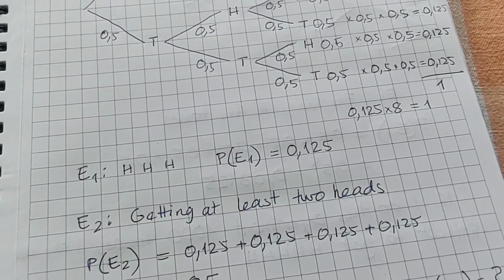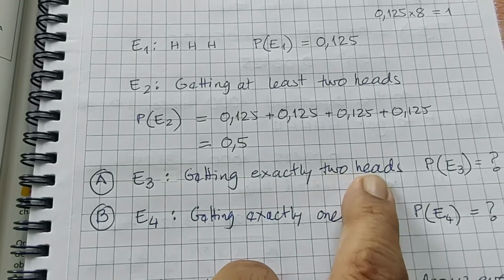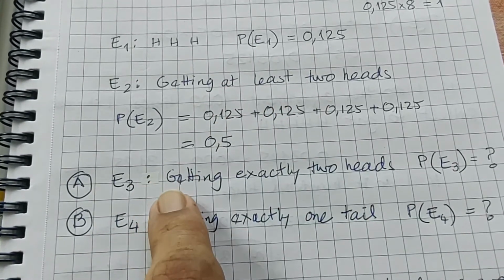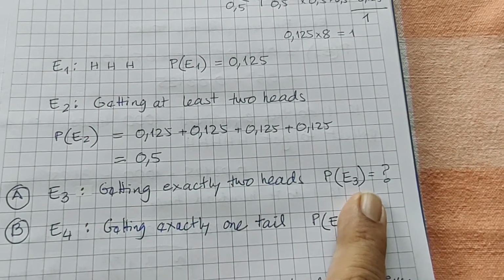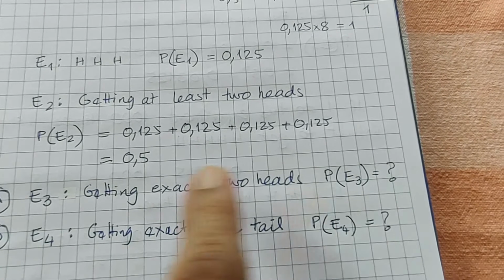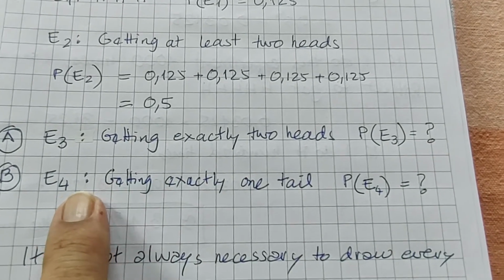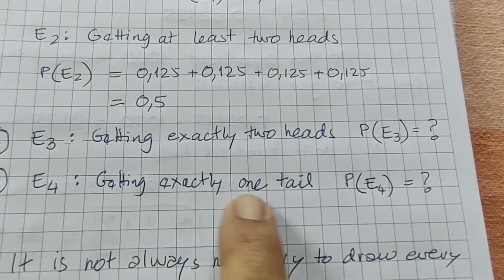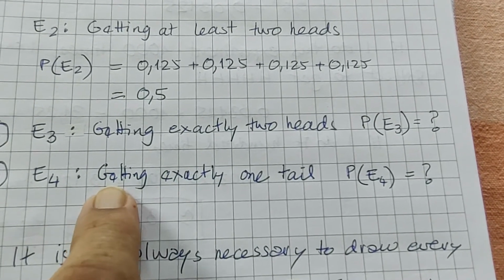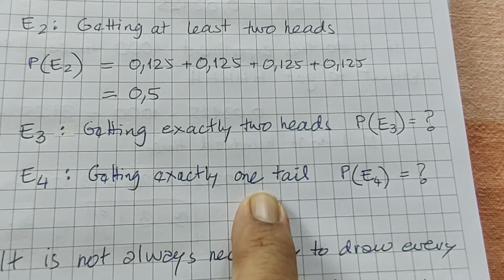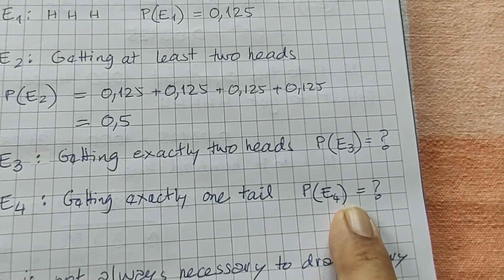Which now leads us to today's in-video problems, which is E3, getting exactly 2 heads. Here it was getting at least 2 heads. Here E3 is getting exactly 2 heads. So what is the probability of getting E3? You have to calculate and you have to send me the answer. And E4, getting exactly 1 tail. If E4 is defined as the outcomes that give you exactly 1 tail, then what is the probability of that happening?